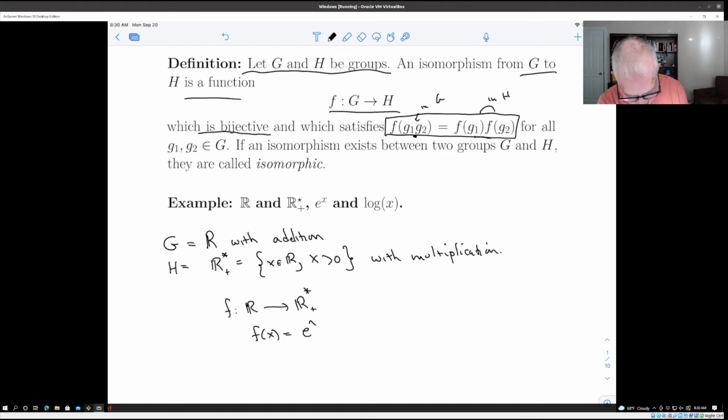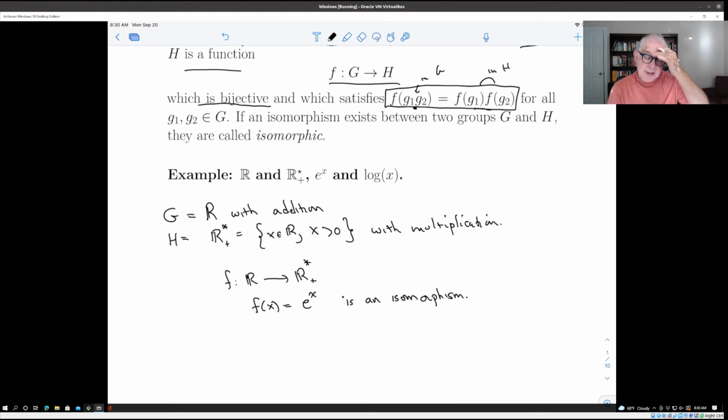f of x equals e to the x. And if you don't like e, you could take any base a other than 1, like you could pick 2. You could take 2 to the x. And the claim is that this is an isomorphism. And let's think about what that means. So first of all, for it to be an isomorphism, it has to be a bijective map. And one way to check if it's bijective is to see if it has an inverse function.